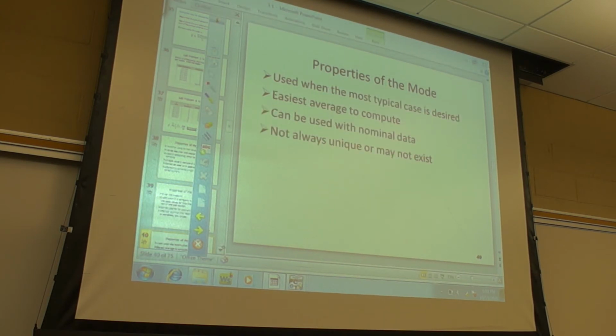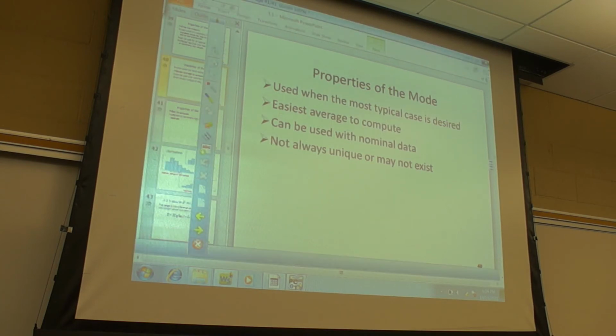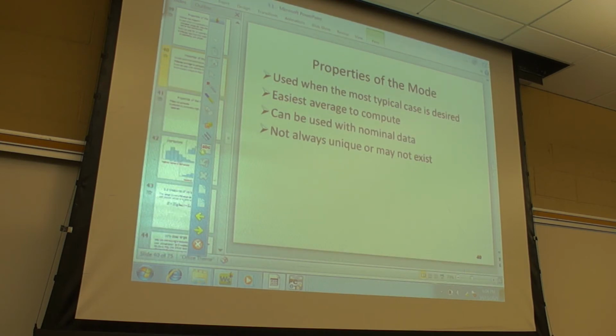Properties of the mode. Juan, go ahead and read for me. Use when the most typical case is desired. Easiest average to compute, can be used with nominal data, not always unique or may not exist. Yeah, that's the nice thing with the mode: if you're looking at hair color, you can find which hair color occurs the most, but you can't find the average of hair colors. That doesn't make any sense, right?